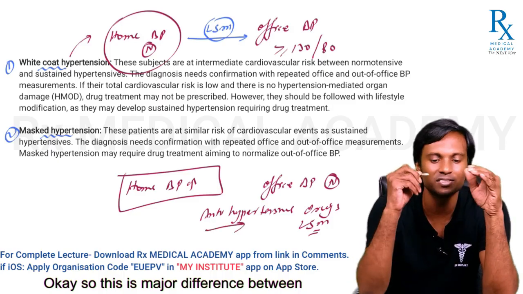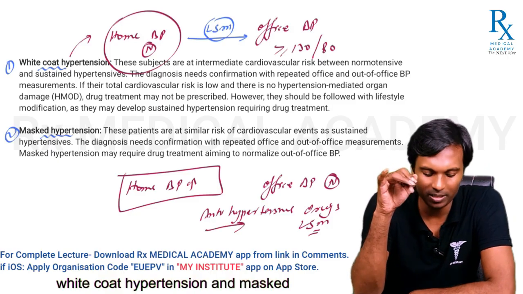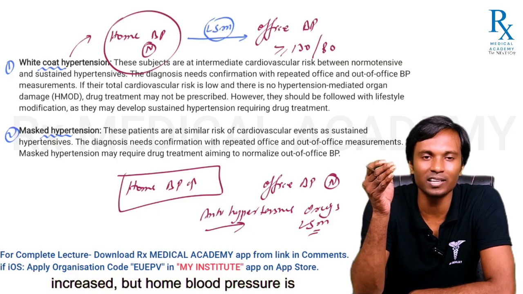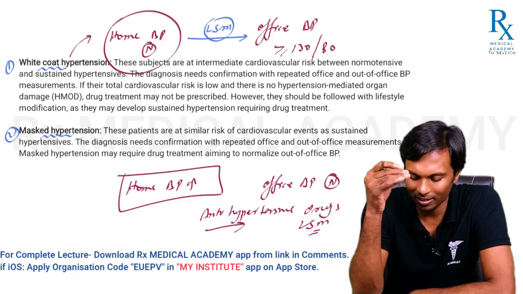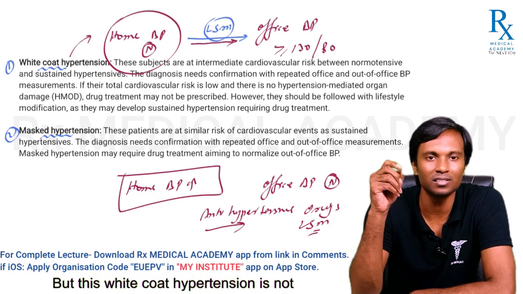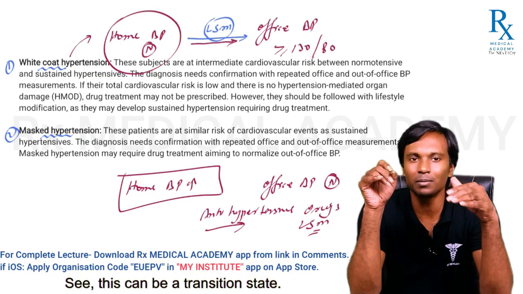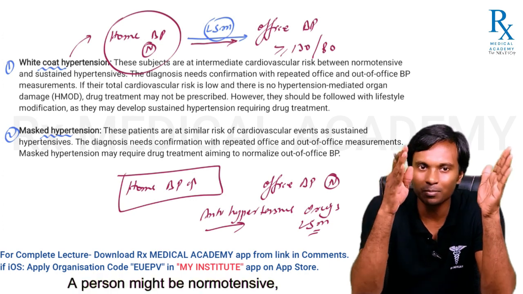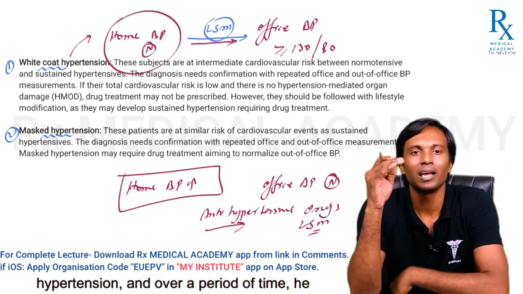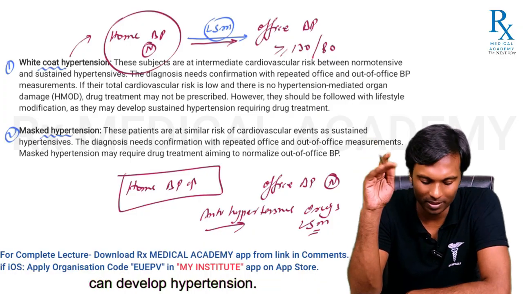Okay, so this is the major difference between white coat hypertension and masked hypertension. In one case, office blood pressure has increased, but home blood pressure is normal. In the other case, the reverse has happened. But this white coat hypertension is not that dangerous. See, this can be a transition state. A person might be normotensive, a person might be having white coat hypertension, and over a period of time, he can develop hypertension.